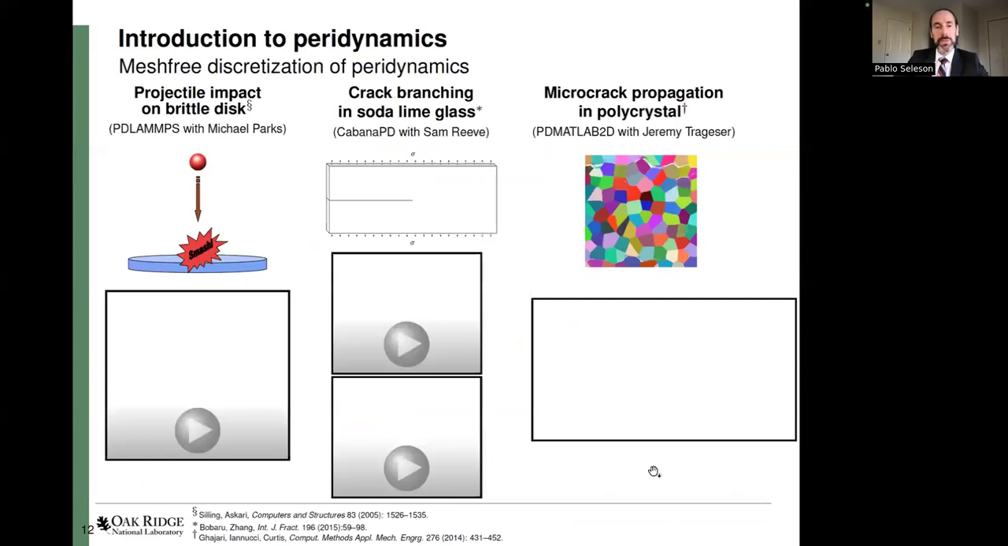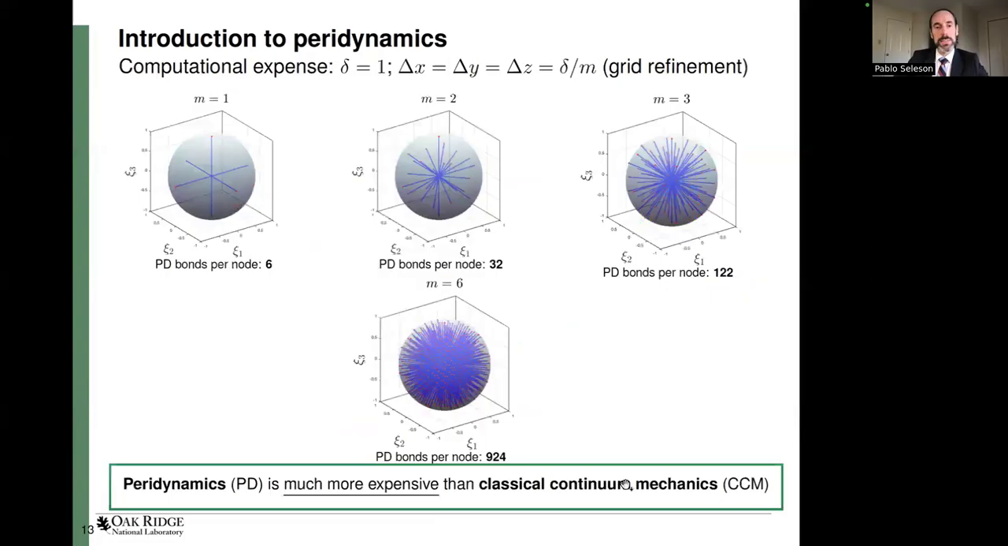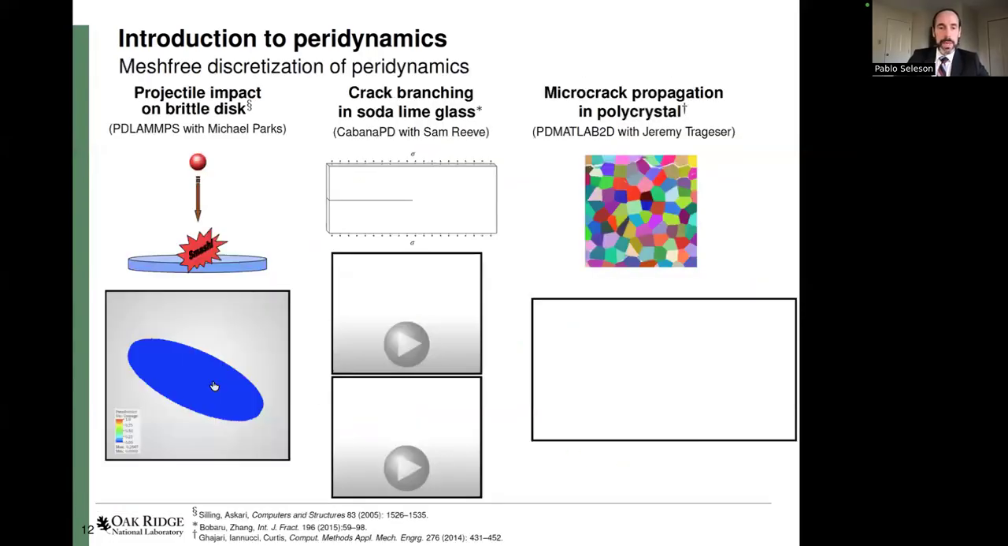So here are three examples. First, we have on the left a projectile impact on a brittle disk. This was run with a code called PD-LAMMPS, which is a Peridynamics implementation in LAMMPS, which has been developed at Sandia National Laboratories. This was done jointly with Mike Parks, where we have the impactor hit at the center of the disk. We don't see the impactor, but we can visualize the amount of damage by coloring each computational node, as you can see here, and we don't need to track fracture surfaces, which is very helpful.